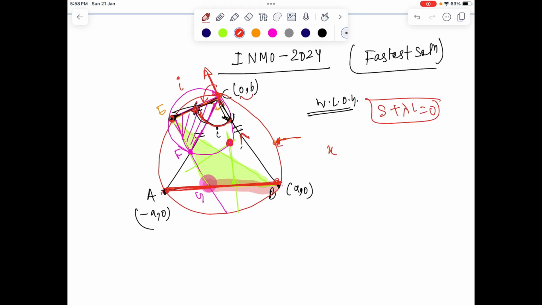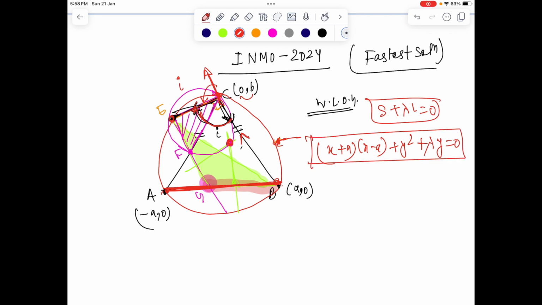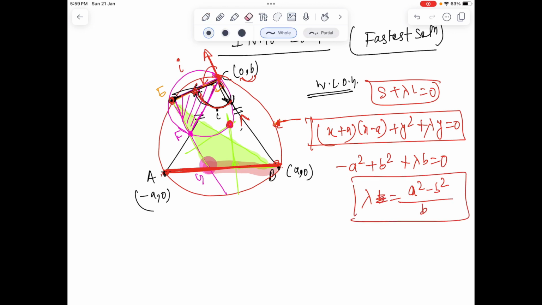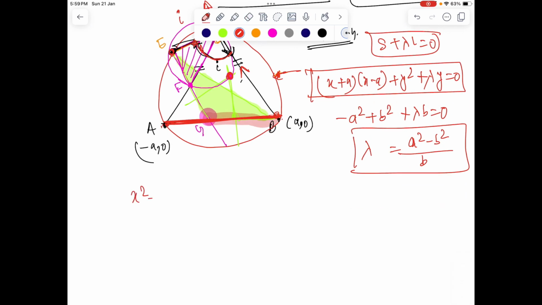The equation of the red circle is quite simple because we can use a family of circles. The equation of this red circle is S plus lambda L, where S is nothing but the equation of the circle in diametric form with AB as diameter, which goes to (x plus a)(x minus a) plus y squared, plus lambda times the equation of the line AB, lambda y equals 0. So this is the general family of circles passing through A and B. Now it must be satisfied by the point (0, b). If I put x equals 0 and y equals b, I get minus a squared plus b squared plus lambda b equals 0, which gives lambda b equals a squared minus b squared. So lambda equals (a squared minus b squared) over b.